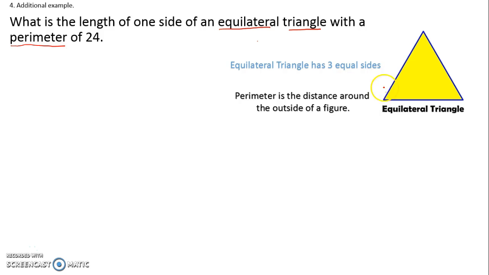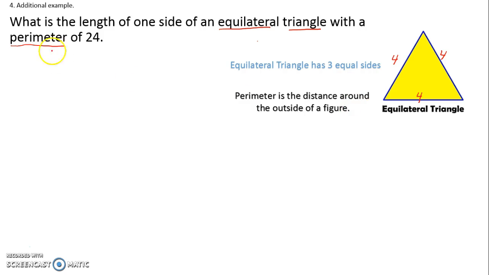Well, you could always guess and check. You could say, I don't know, maybe this side is 4. Well, if this side of an equilateral triangle is 4, this side would also be 4, and so would this side. And then the distance or perimeter around, let's see if it would end up being 24.